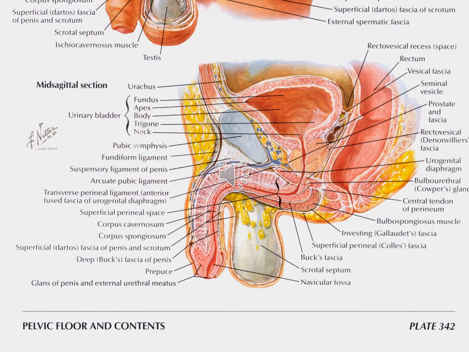If you trace the spongy urethra towards the surface, towards the glans penis, you can see that it shows a dilatation. It's called the navicular fossa. That is one feature of the spongy urethra.